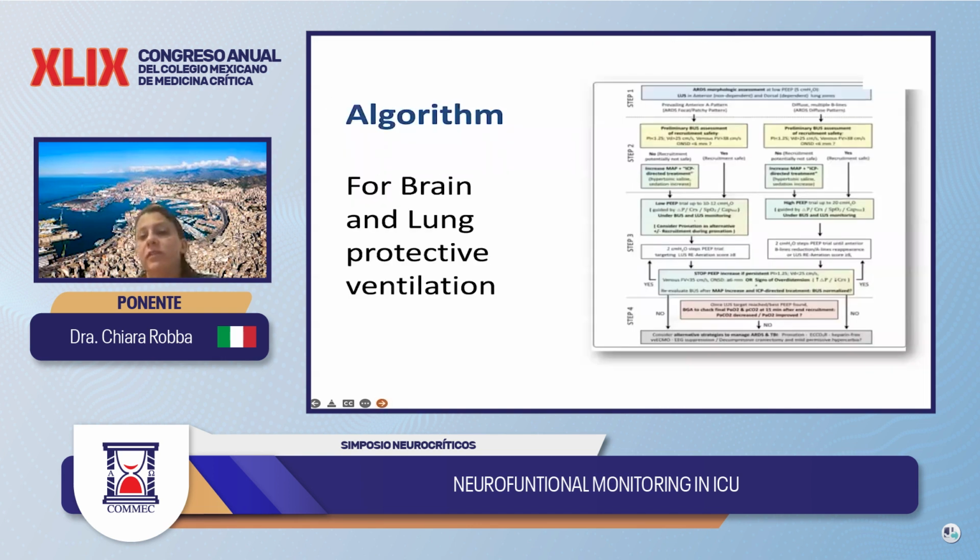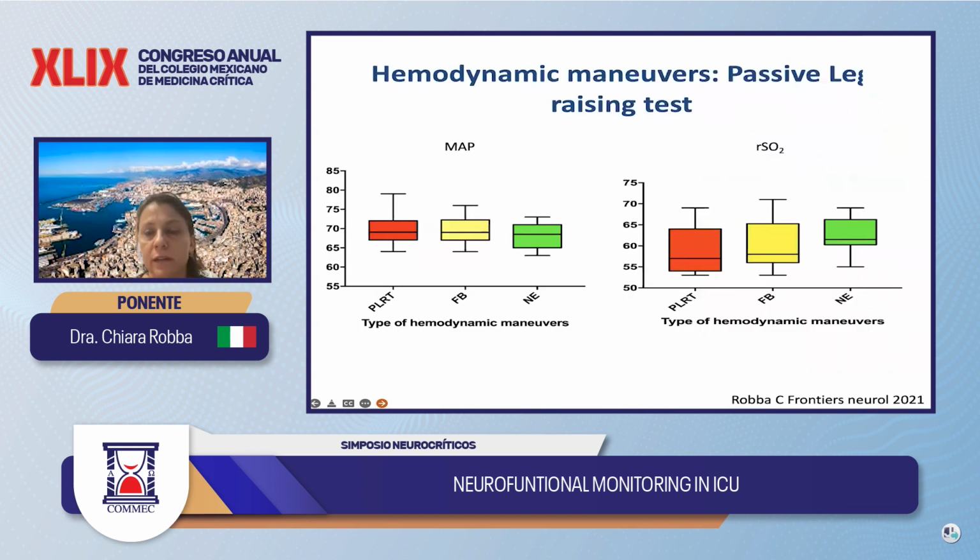And on the basis of this, we have started to propose some algorithm for combined brain and lung protective ventilation, which in reality is very simple. It simply says, well, if you have to set the PEEP, if you have to increase the intrathoracic pressure, consider the lung needs, but also put a probe on the brain and see what happens to the brain, and set the level of PEEP and the need for recruitment maneuver also based on the needs of the brain, because otherwise the risk of cerebral complications increases.